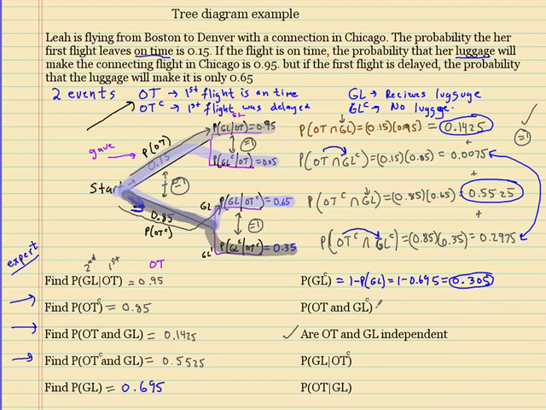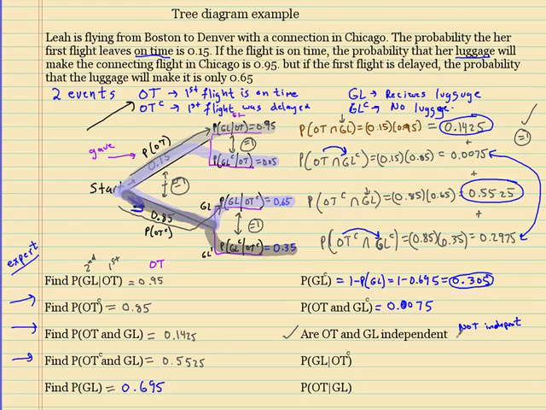Okay? What's the probability you're on time and you don't get your luggage? On time and you don't get your luggage. So on time, no luggage: 0.05. Okay. Now, are they independent? Right off the bat we know this is not independent. So you have to explain it really well or prove it mathematically.